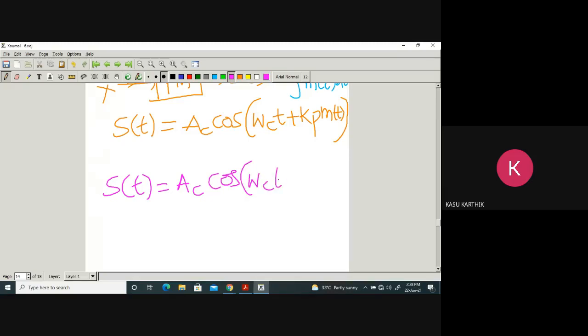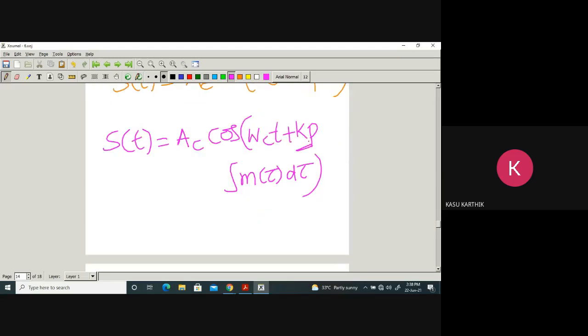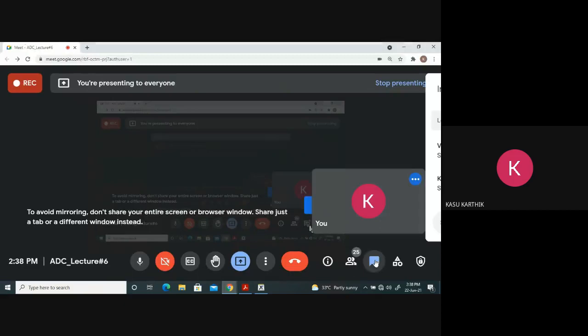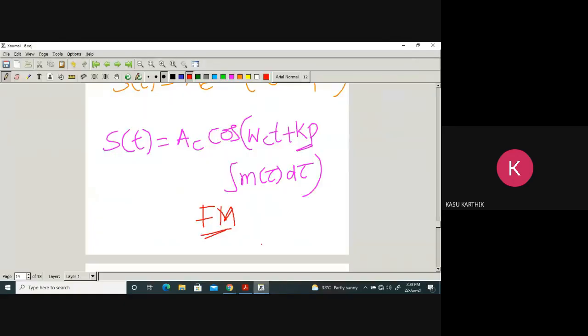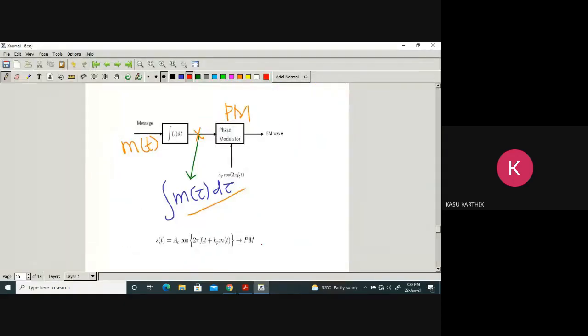Ac cos(omega c t plus Kp integration of m of tau d tau). So except for this constant, which is arbitrary in nature, everything is the same. Correct. So that's why it is simply frequency modulation, not phase modulation. You agree or not? So the output is an FM wave. This is how they are closely related.